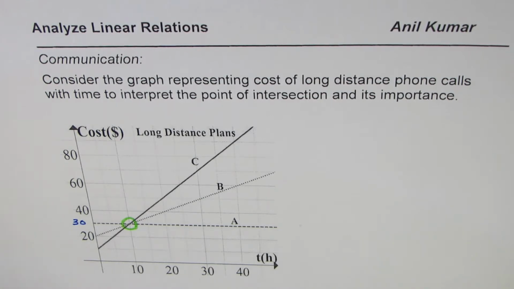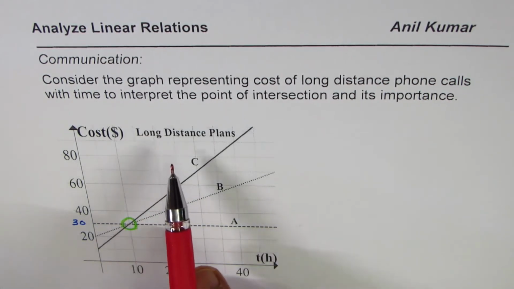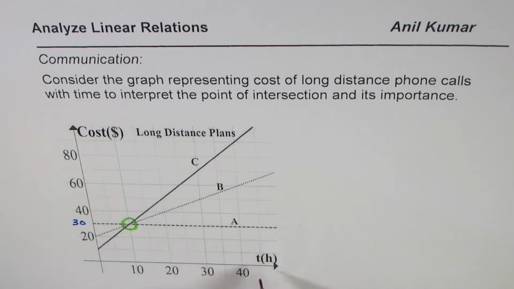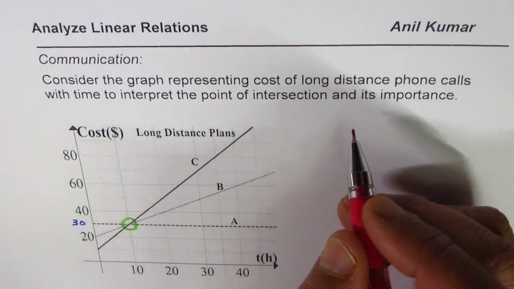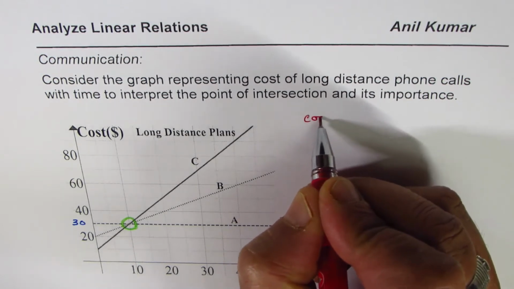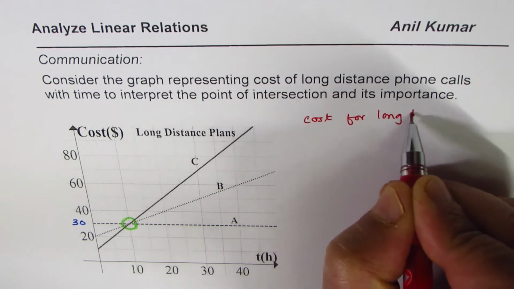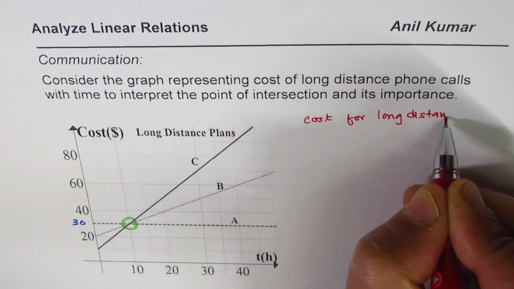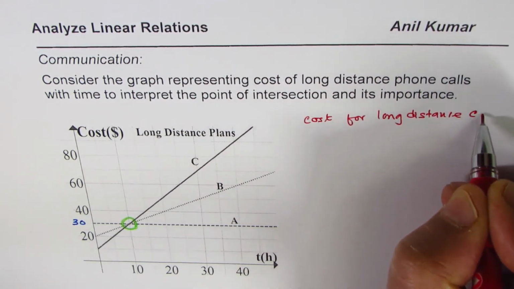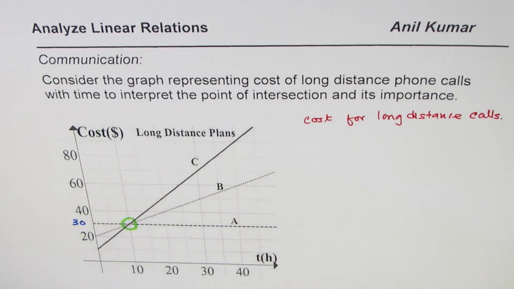To begin with, let's be very clear. We are relating the cost of making a phone call with respect to time, right? So what we are talking about is cost for long distance phone calls, right? So let me call it calls. That is what we are calling, right? So there are different plans. Let's begin with plan A first.